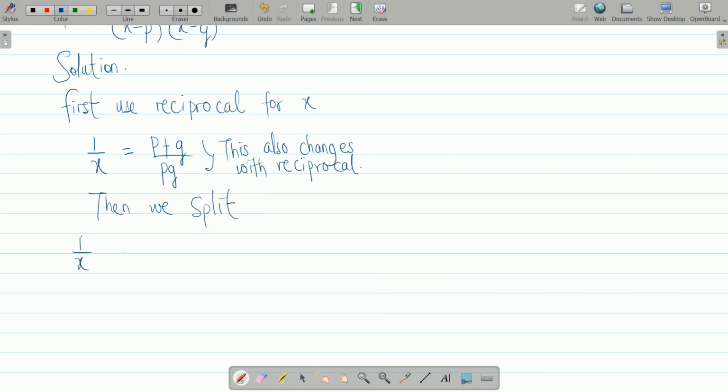1 over x equals p over pq plus q over pq. The p and q at the numerator cancel out with the p and q at the denominator. We're left with 1 over x equals 1 over q plus 1 over p.